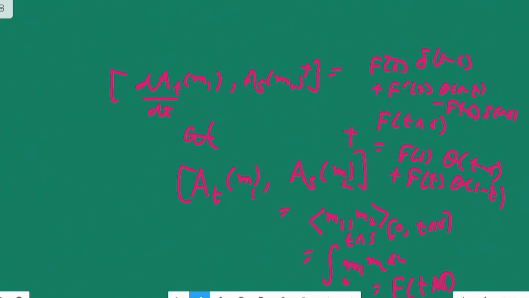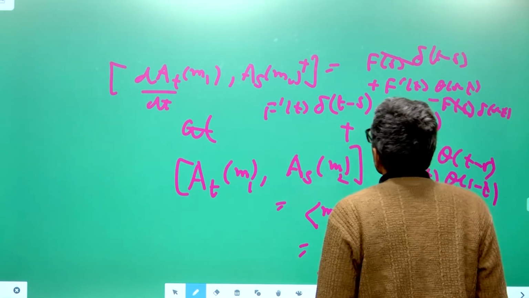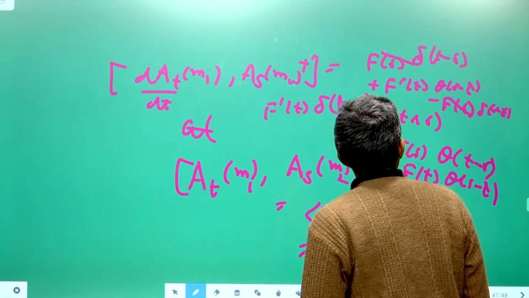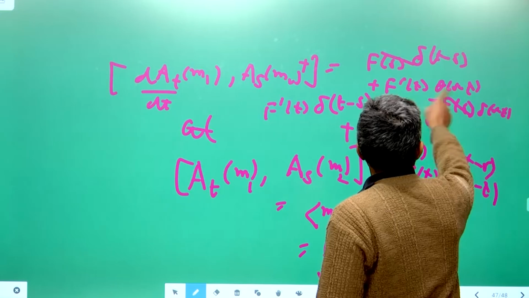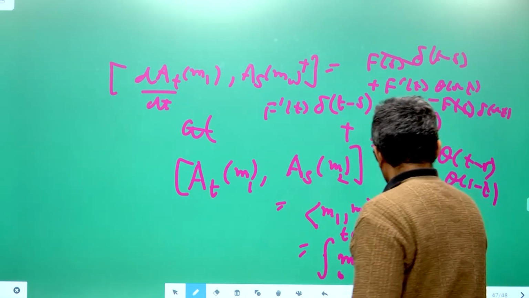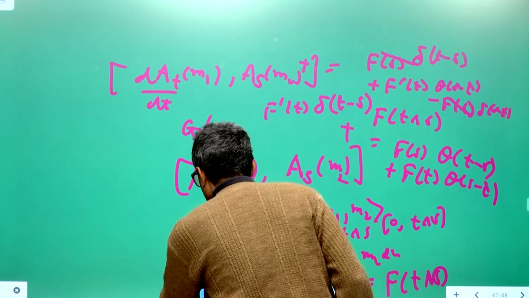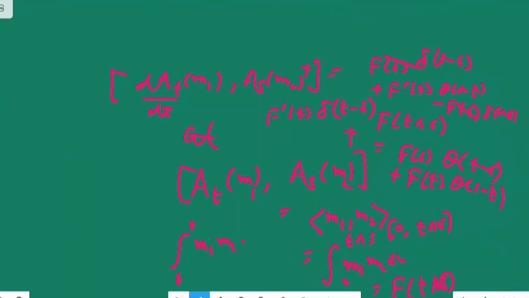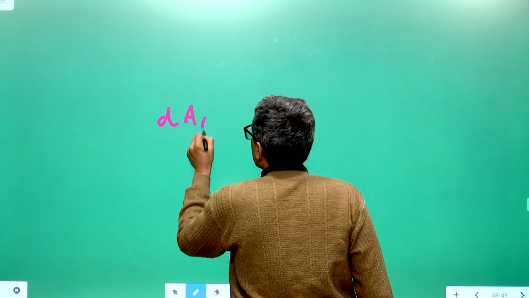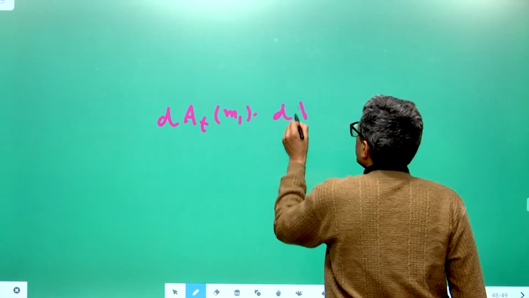Again, if you differentiate with respect to s this equation, you get f'(t) times delta(t minus s), plus f''(s) term, that term will cancel out. If you use the formula integral from 0 to t of m1 m2 du is equal to f(t), and f'(t) gets replaced by m1 m2. So that will immediately lead to quantum Ito's formula, right. So you will get dA_t(m1) multiplied by dA_t(m2)†.